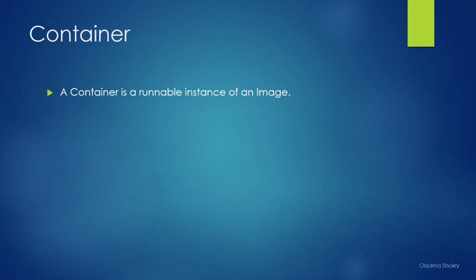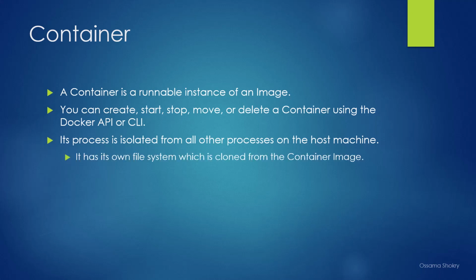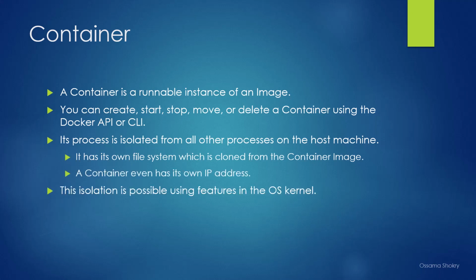A container is a runnable instance of an image. You can create, start, stop, move, or delete a container using the Docker API or command line interface. It is a process isolated from all other processes on the host machine. It has its own file system, which is cloned from the container image, and it even has its own IP address. This isolation is possible using features in the operating system kernel. So remember, a container is an instance of a container image.